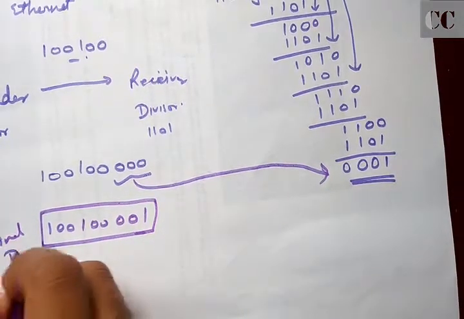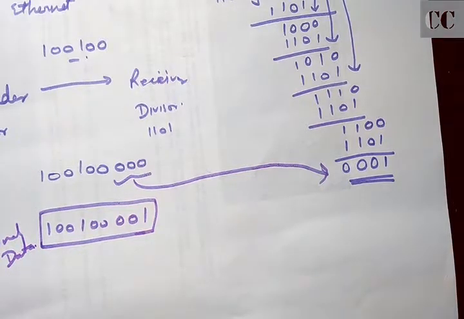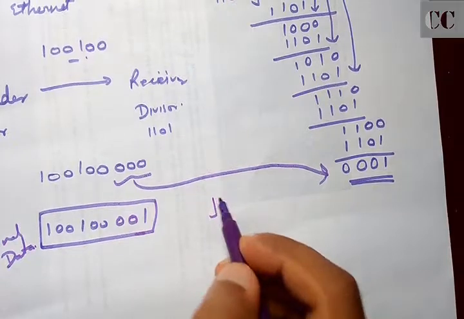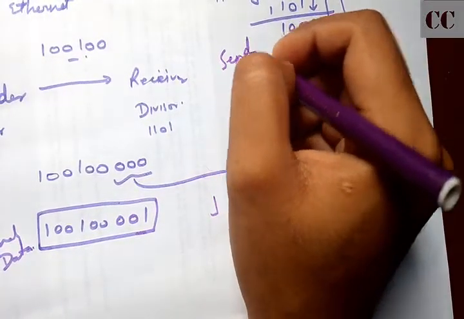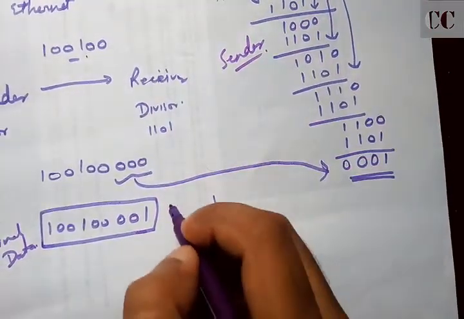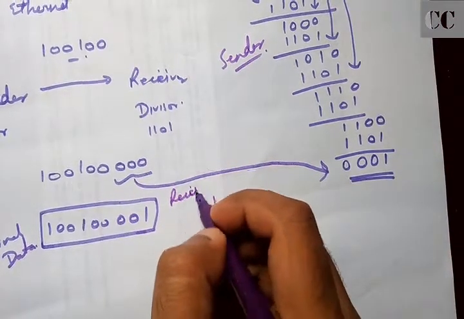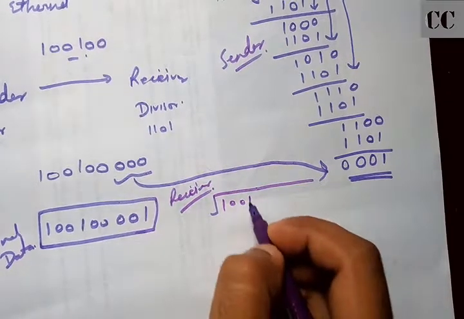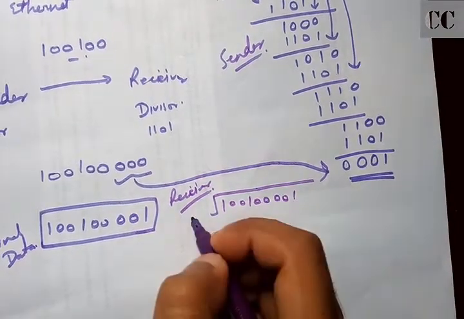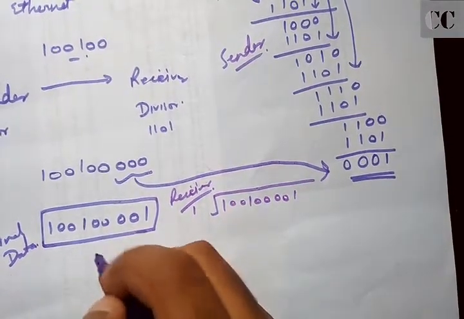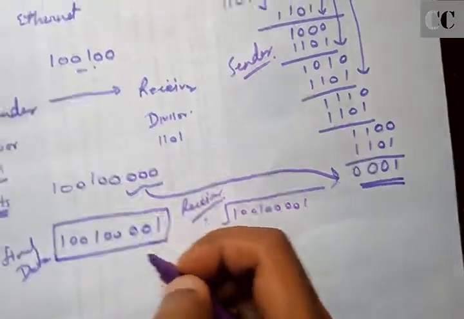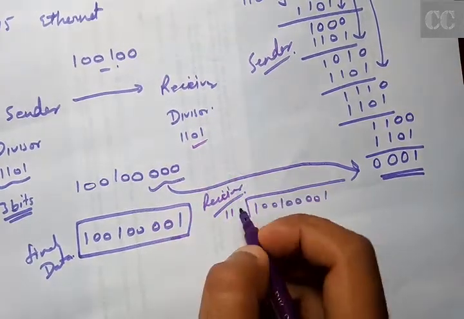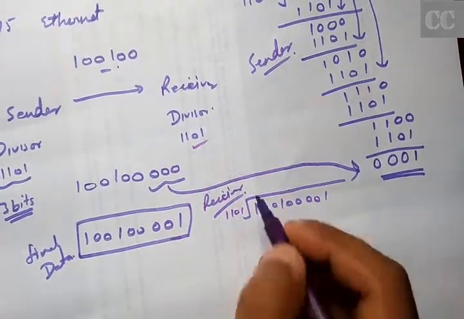Okay, final data. Now on the receiver side, again we'll be dividing this content. So this was on the sender side. Now this is on the receiver side. On the receiver side, what we'll be doing is considering this final data which is to be transmitted, and then we'll be taking the same divisor that we had decided by default. Now we'll be dividing it.